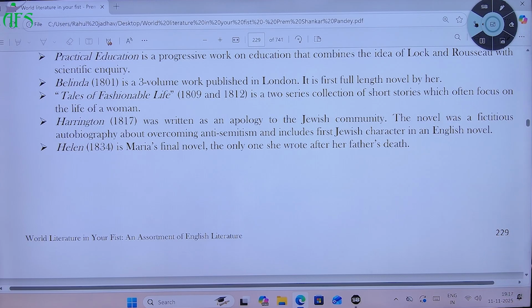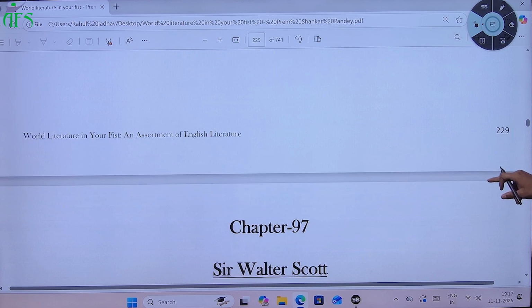The novel was a fictitious autobiography about overcoming anti-Semitism and includes the first Jewish character in an English novel. So Helen is Maria's final novel, the only one she wrote after her father's death.